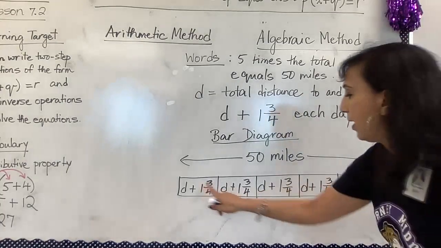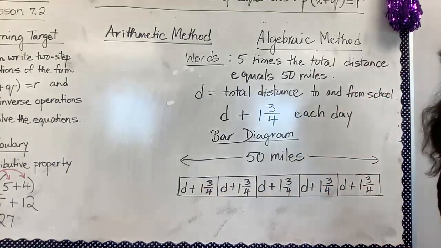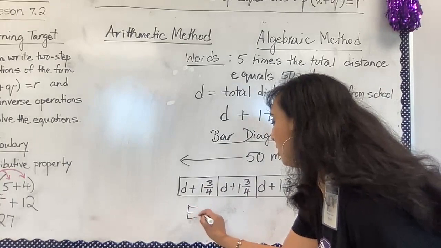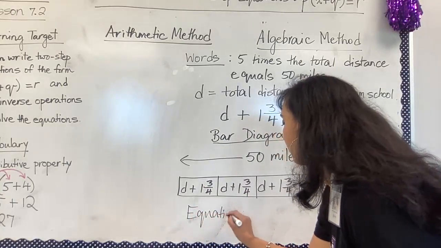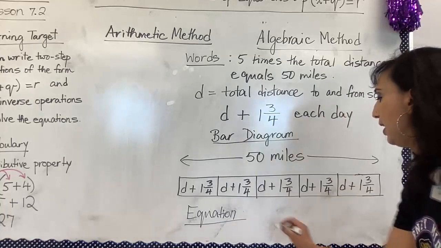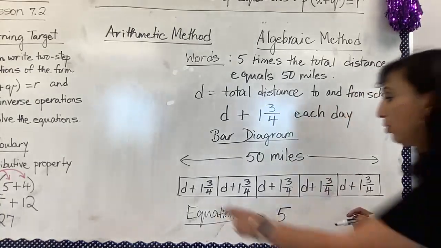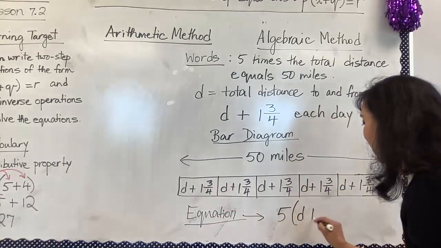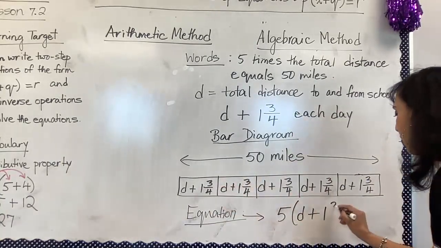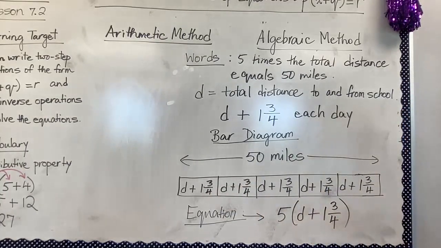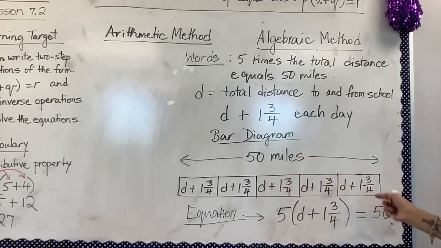Okay, so 1, 2, 3, 4, 5. So if I'm writing out my equation to solve this, I can see that my equation is going to be 5 times both D and this number, which is 1 and 3/4, right? And that is equal to 50. So just looking at this bar diagram, I can easily see why I have this equation written out like this.